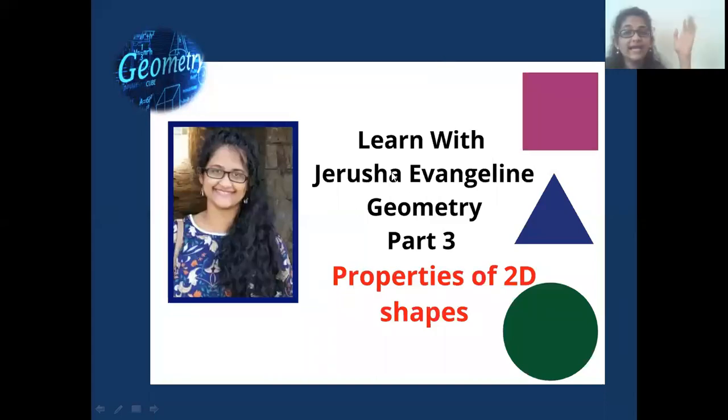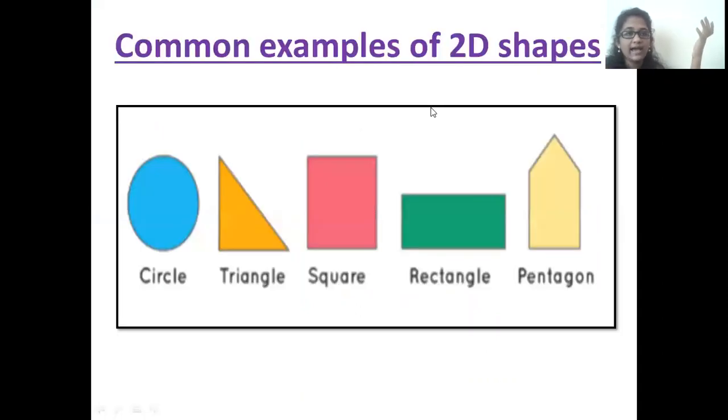Hello everyone. In part 2, we learned about 2D shapes or 2D objects, okay? In part 3, we are going to learn about properties of 2D shapes, which means what are the special characters that we can find from each and every object like this, okay? So let's get started now. And these are the common examples that I gave you last time for 2D shapes, okay? So now we will see what are the special characters that we can find from these objects, okay?